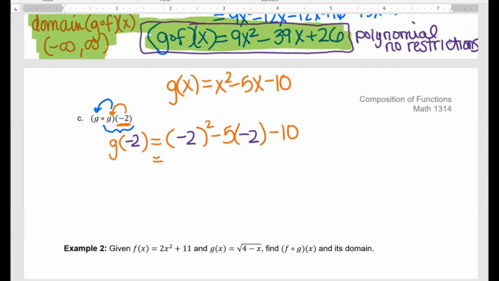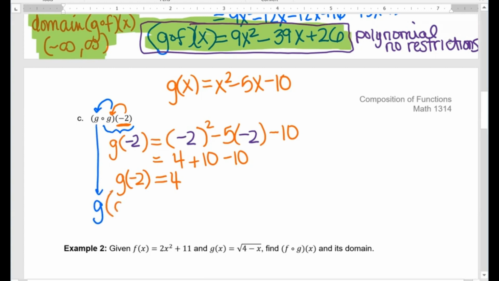We need to work out the arithmetic. Make sure that you're putting the parentheses around your numbers when you plug it into the calculator. You can plug this entire thing into your calculator at once if you would like. You're not required to. But -2 squared gets us 4 plus 10, because -5 times -2, minus 10, which gets us 4. So we've said the entire g of -2 is equal to 4. If I bring down my g on my outside, I'm asked to find g of -2, by definition for g composed with g of -2.